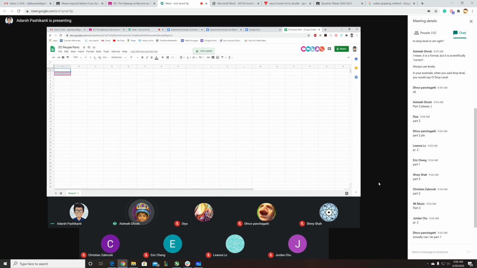How about just do columns, like part 1, part 2, part 3. Each part is important, just remember that. Oh yeah, I just realized Ashik does have the smallest part though.